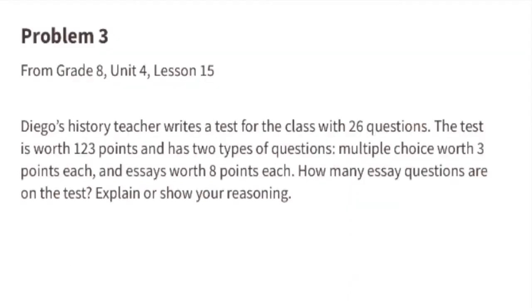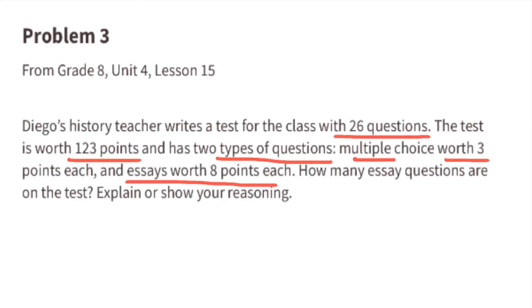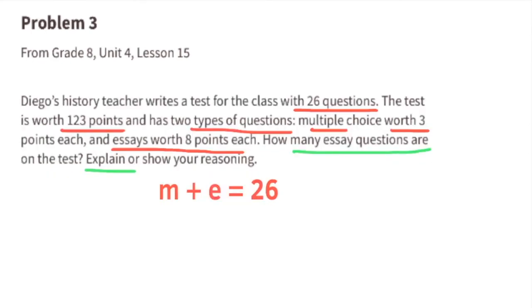Problem number 3 from 8th grade, Unit 4, Lesson 15. Diego's history teacher writes a test for the class with 26 questions. The test is worth 123 points and has 2 types of questions: multiple choice worth 3 points each, and essays worth 8 points each. How many essay questions are on the test? Explain or show your reasoning. Multiple choice plus essay equals 26.